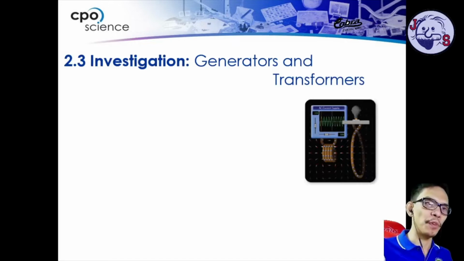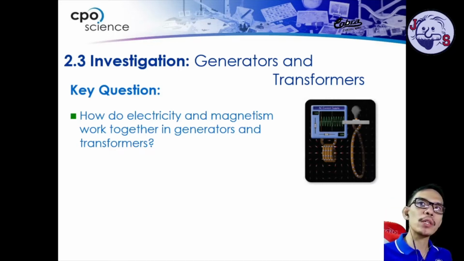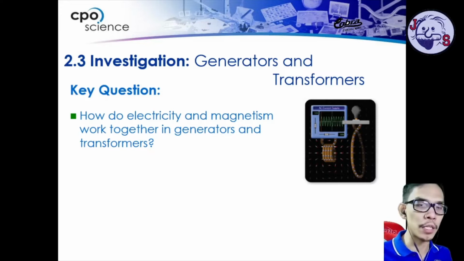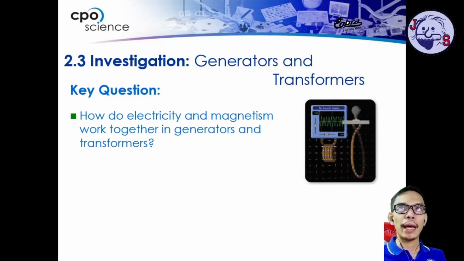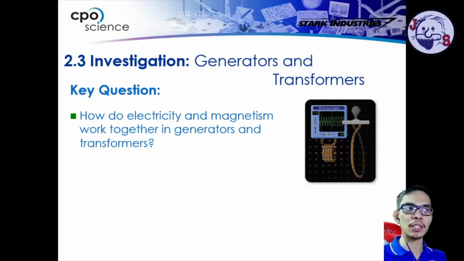Electric generator. Before we discuss everything about these two devices, the question that we are going to ask is, how do electricity and magnetism work together in generators and transformers? As we all know, from the discussion of electric motors, electricity and magnetism have a relationship to each other because of the discovery of Hans Christian Ørsted. In this topic, we will try to answer how magnetism and electricity work together in these two devices that we have right here, the generator and transformer, respectively.